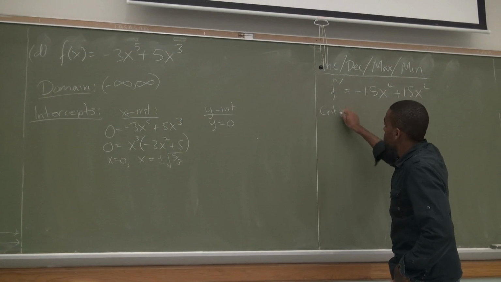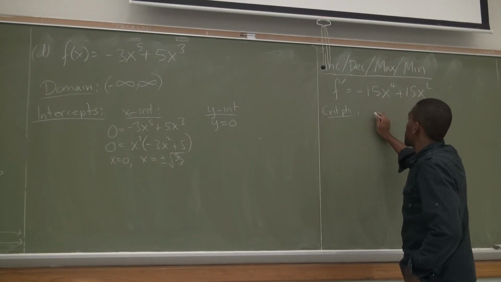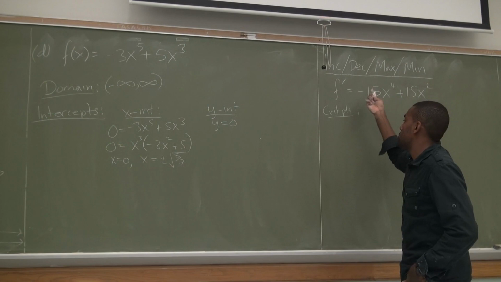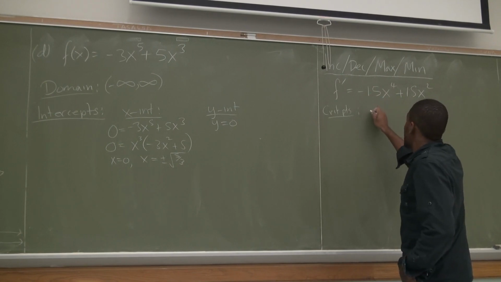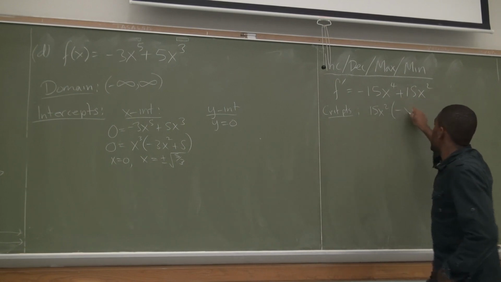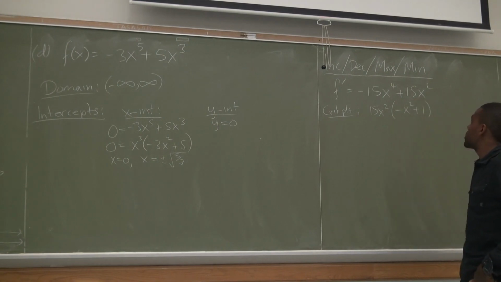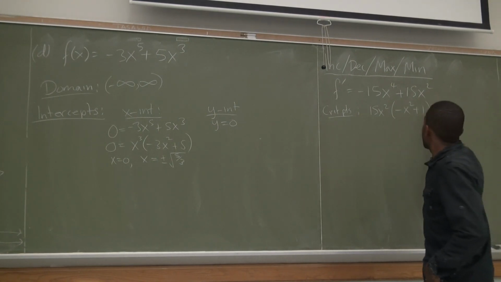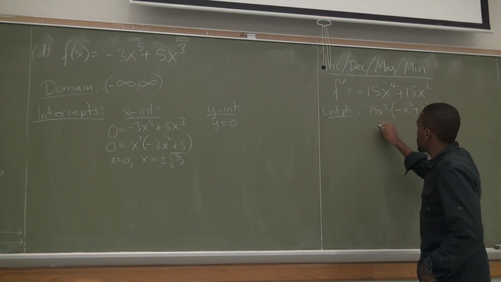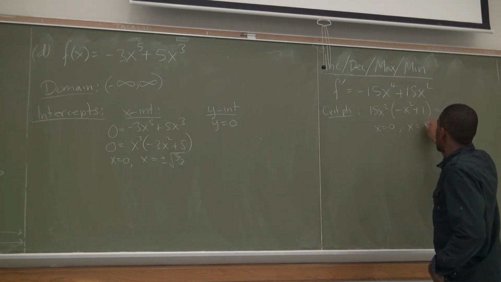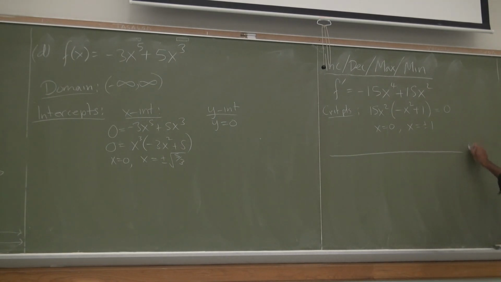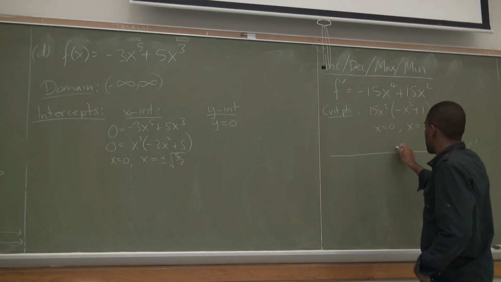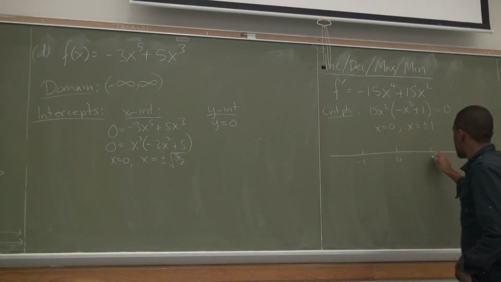Find the critical points. And so we can take out 15x squared, and we'd be left with minus x squared plus 1. Set that equal to 0 for critical points, so x is 0, or x equals plus or minus 1. Put those on a number line that we're going to test in the first derivative: negative 1, 0, 1.